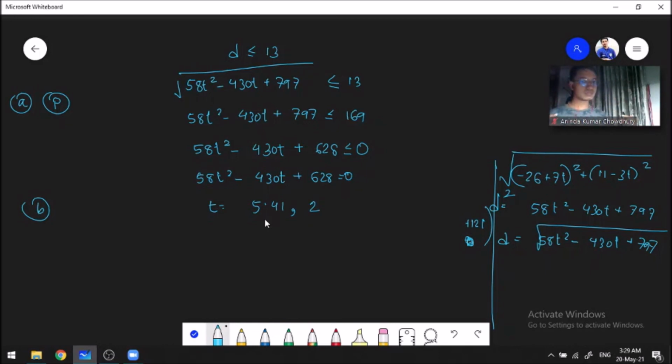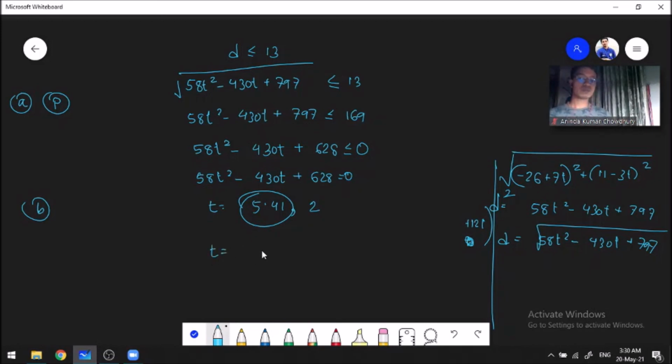At t equal to 2, they come exactly 13 kilometers away from one another. From t equal to 2 to 5.41, they are closer than 13 kilometers. At t equal to 5.41, they are once again exactly 13 kilometers away, and after 5.41 they are moving away from one another more than 13 kilometers. So we have to find the time to the nearest minute at which the lights on Q move out of sight of the observer. So we have to find the time after midnight when this is happening, 5.41. So we are finding 5.41 hours after midnight.